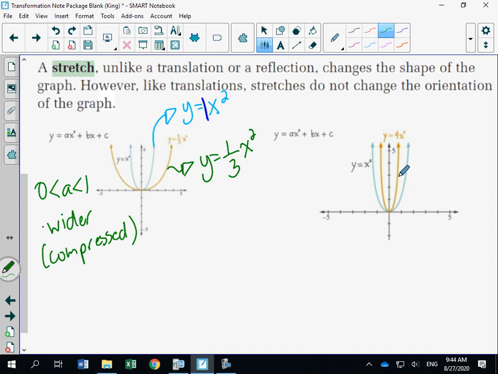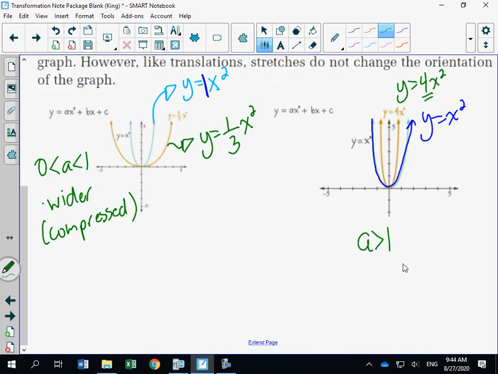If our a value, so this blue graph is our graph of y is equal to x squared. So our a value is 1 there. If I then say, okay, graph y is equal to 4x squared, so I give you an a value that is greater than 1, what happens is this blue graph is going to be stretched up to this graph here. And so when our a value is greater than 1, we are going to have a graph that appears more narrow.